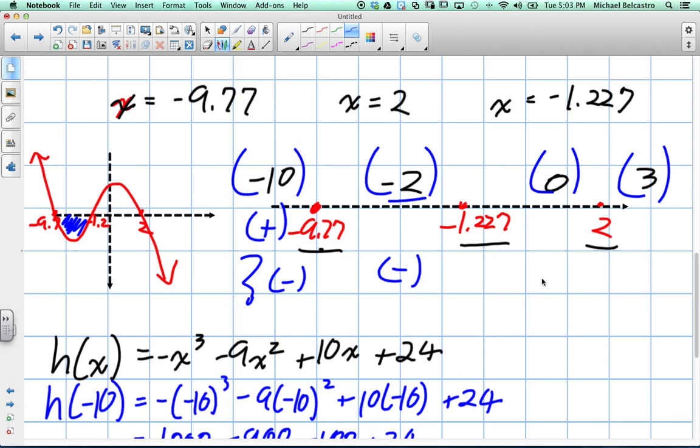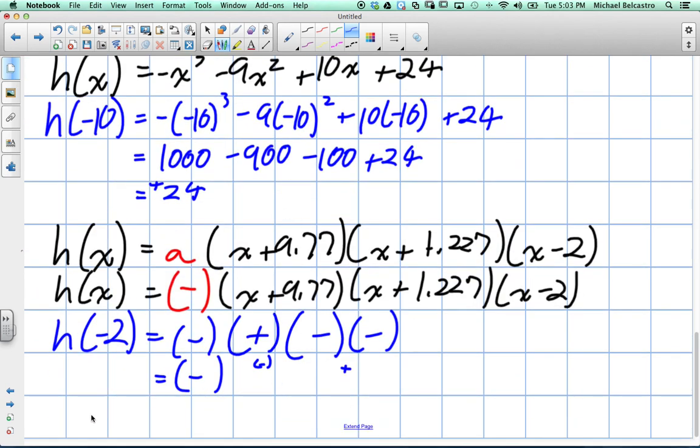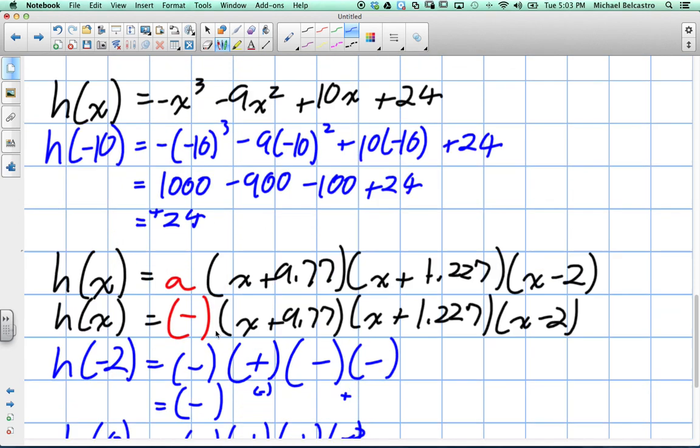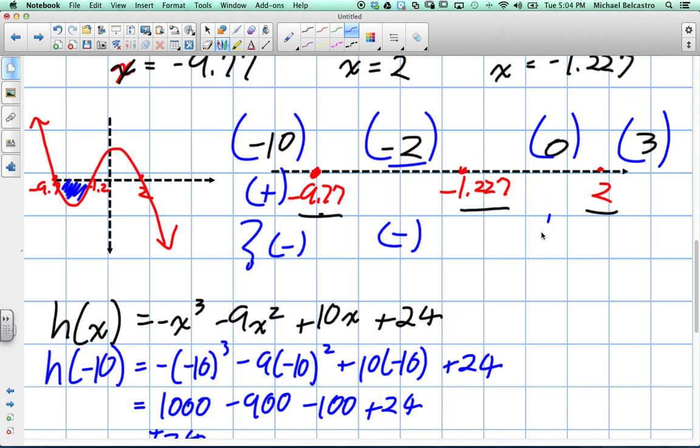The next one we'll test is 0. So let's cheat our way with h of 0. We know our first interval is negative. 0 in here is going to be positive. 0 in here is going to be positive. And 0 in here is going to be negative. And we'll put them together. These two become negative, those two become negative, so together we get a positive. You get the idea, right? This will be positive, so therefore, this will be negative, which is exactly the interval we had said it would be.